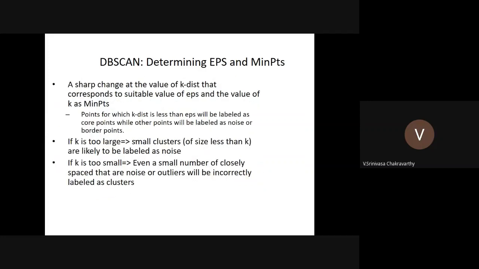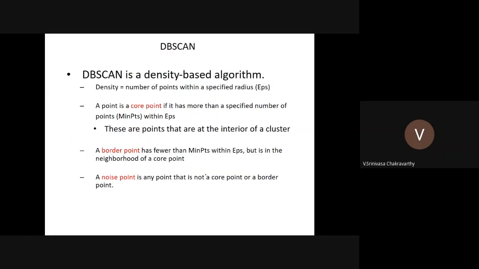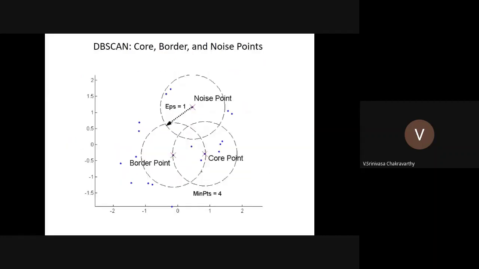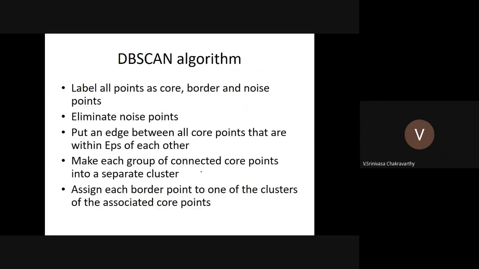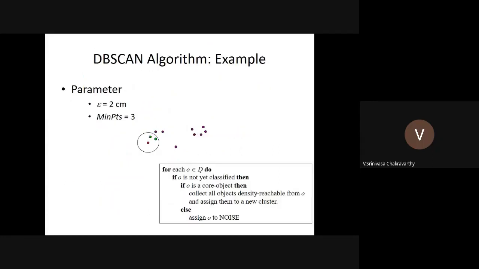There's still a problem, that is your choice of k is quite crucial. If k is too large, small clusters are likely to be labeled as noise. And if k is too small, even a small number of closely spaced points that are noise or outliers will be incorrectly labeled as clusters. So this is a problem. Now just see this animation.